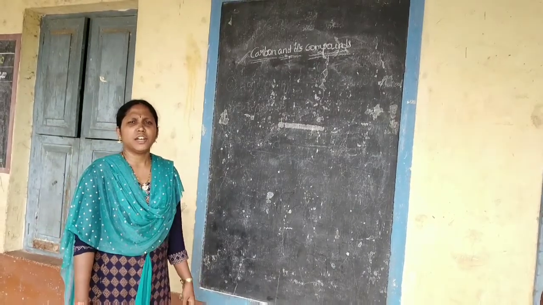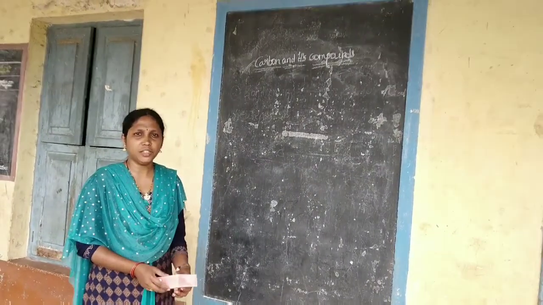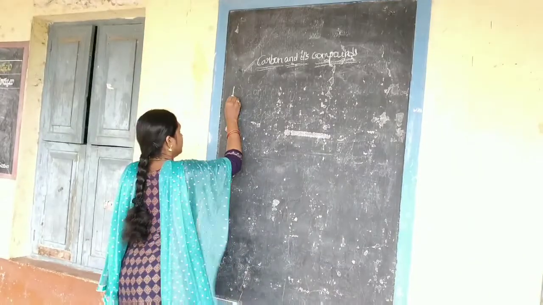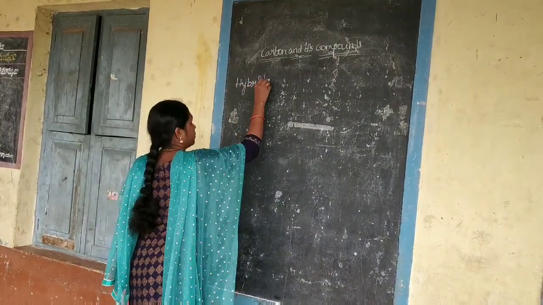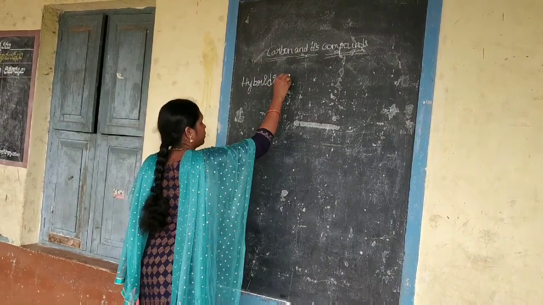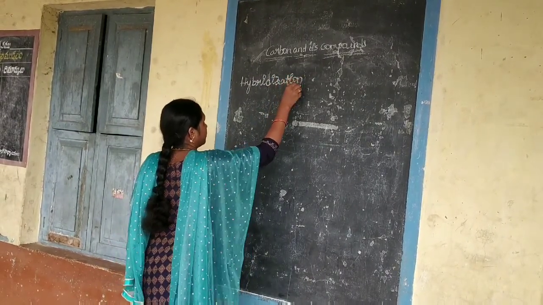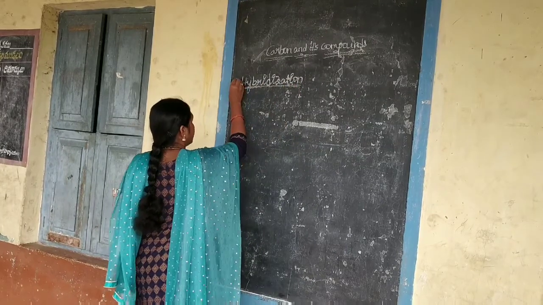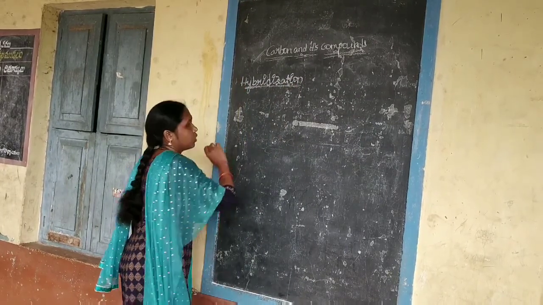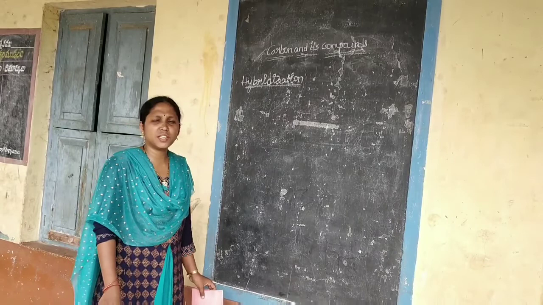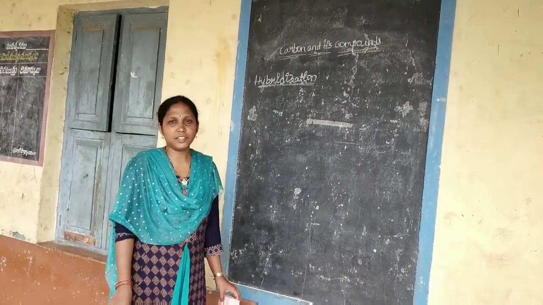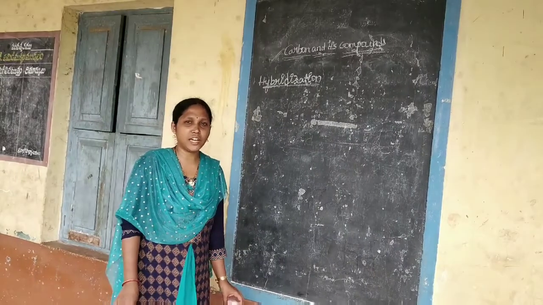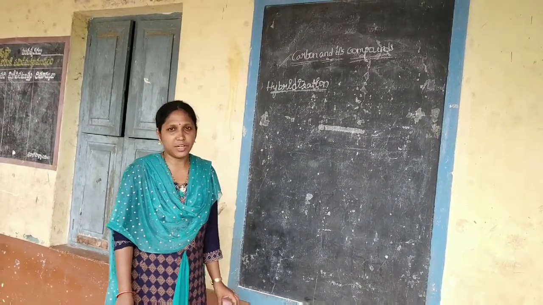Now we see the different types of hybridization in carbon. Already in the previous class we saw the properties of carbon, that is the tetravalency, bond energy and catenation. Now we see the hybridization.